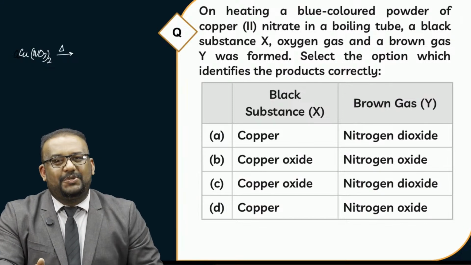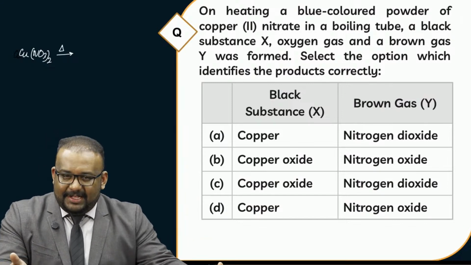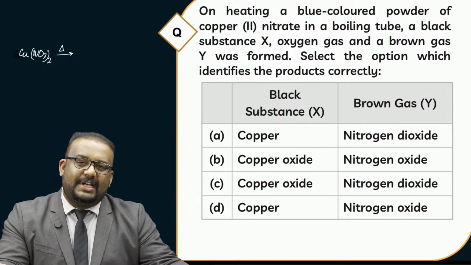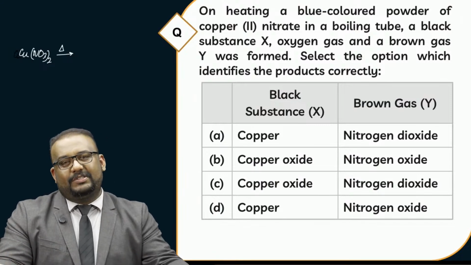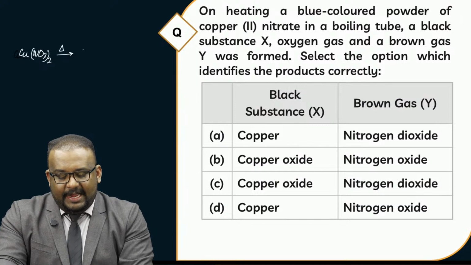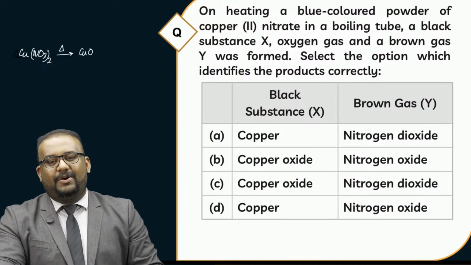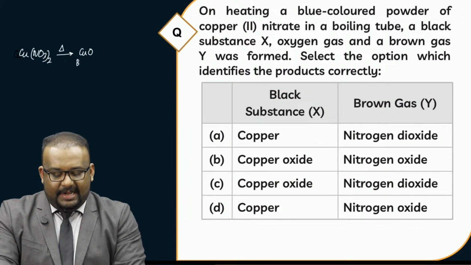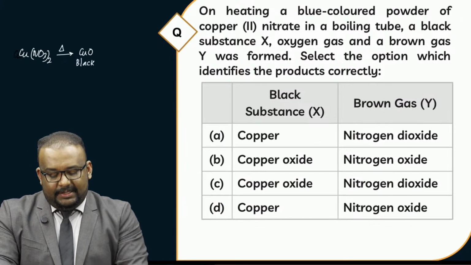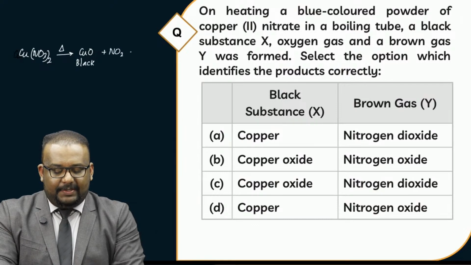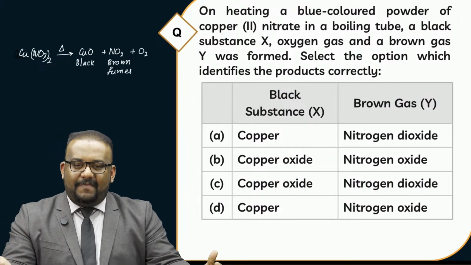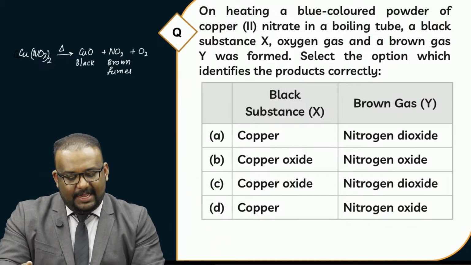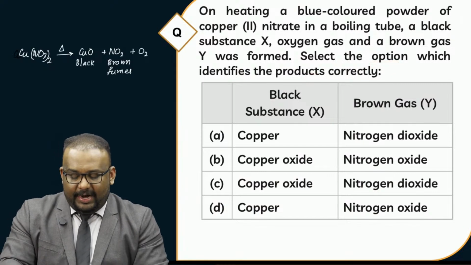This is very similar to the thermal decomposition of lead nitrate, correct? What do you get when you heat lead nitrate? You get lead oxide, which is yellow in color, nitrogen dioxide, which is brown colored fumes, and oxygen gas. The same is going to happen here. Instead of lead oxide, you are going to get the oxide of copper, and you have studied that copper oxide is black. So copper oxide forms, plus nitrogen dioxide plus oxygen gas. The brown fumes you observe here are NO2. Now let's see which is the correct option.